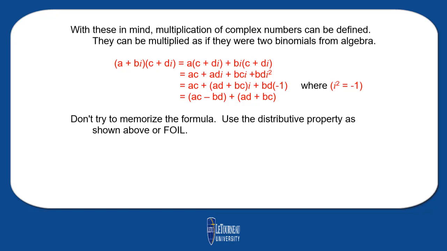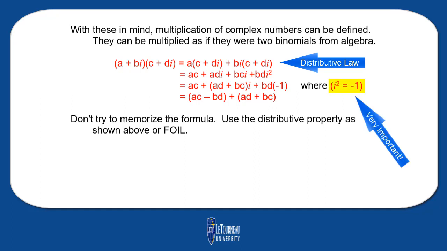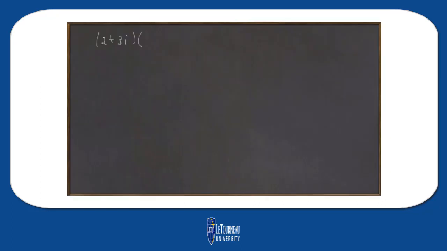Now, with these in mind, multiplication can be defined. They can be multiplied as if they were two binomials. All right, first of all, we distribute a times c plus di plus bi times c plus di. Notice here, as you go through, we come down to that bdi squared. i squared is -1. So notice that is going to impact bd. Do not try to memorize the formula. Just use the distributive law or property as shown above, or FOIL from when you multiplied binomials in algebra.